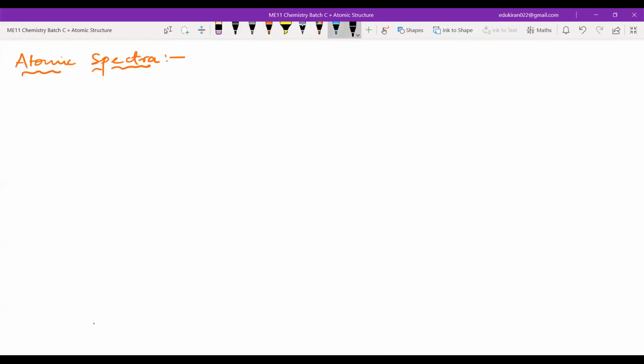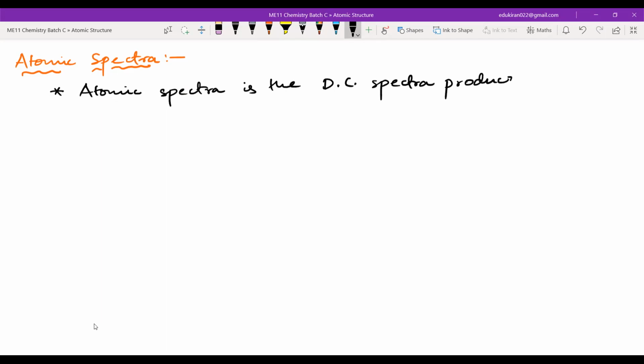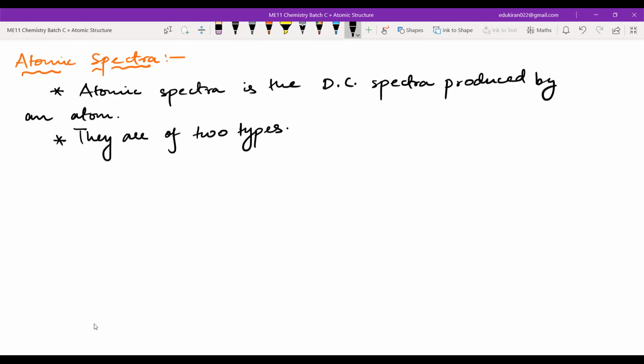Atomic spectra. What is atomic spectra? Atomic spectra is the discontinuous spectra produced by an atom. Produced by an atom. Atomic spectra are of two types. Number one is known as the emission spectra.